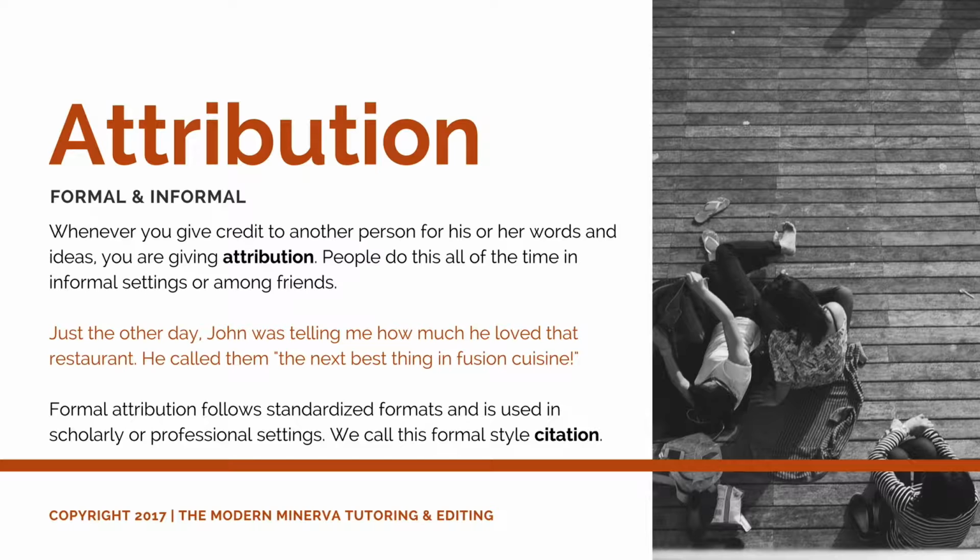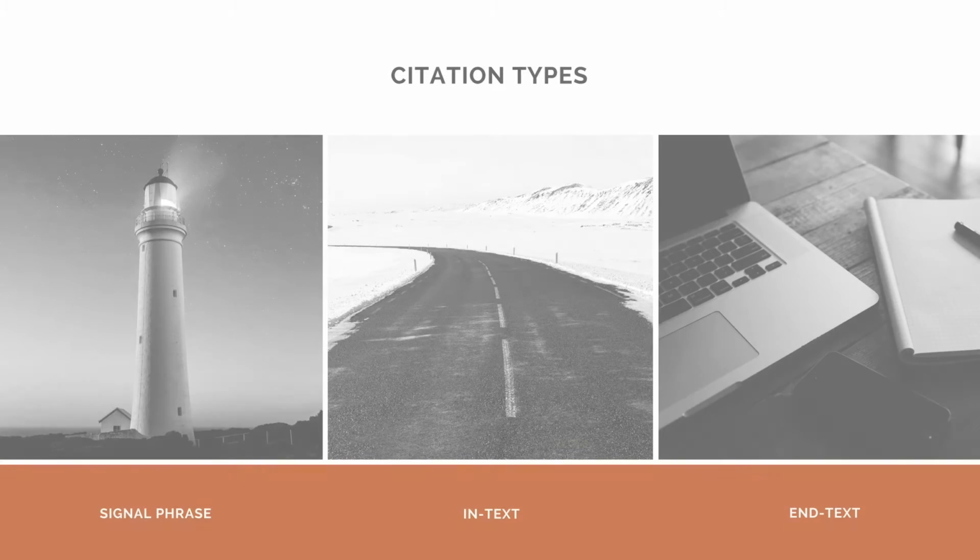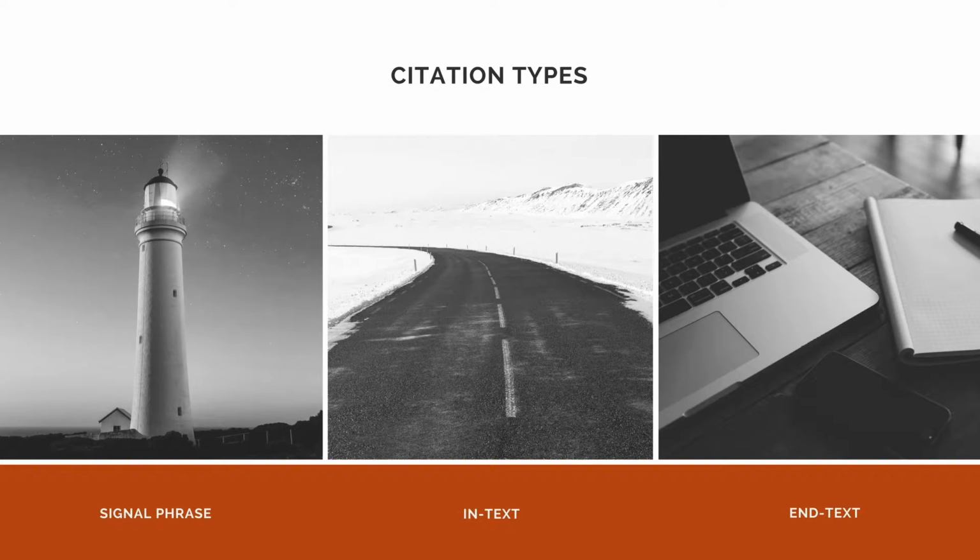When we want to attribute our sources in scholarly or professional work, we use standardized formats for our attributions. These formal attribution styles are called citation. Having a shared set of formats helps people in those fields quickly and easily recognize the information in the citations. So let's take a look at the parts of citation that are used in academic writing.